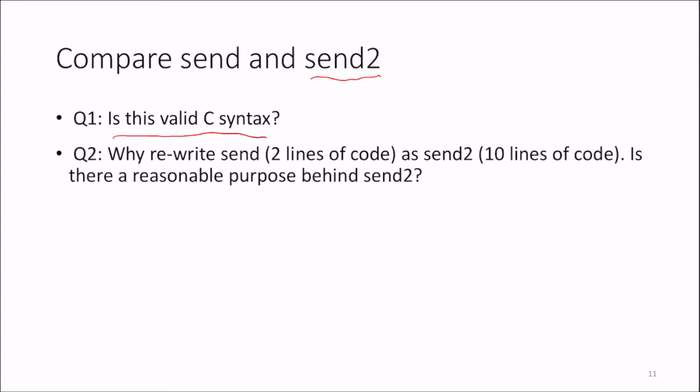The second question is, why would someone do this? Why would you take 2 lines of code and write it down as 10 lines of code? You can see there is something to do with loop unrolling, but why write it in this particular way? I want you to think about these 2 questions.